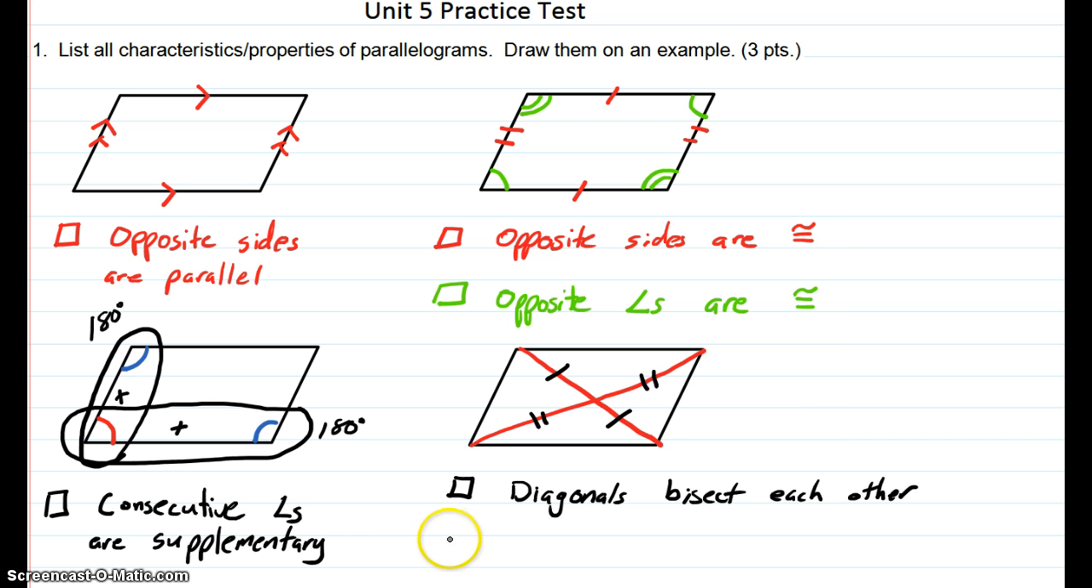Now there's one I also like to add, is that the diagonals create alternate interior angles. So that means that this angle is congruent to this one. And this angle is going to be congruent to this one. And then you can also add them here. So the diagonals create alternate interior angles.